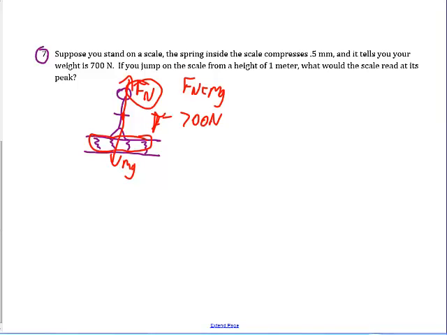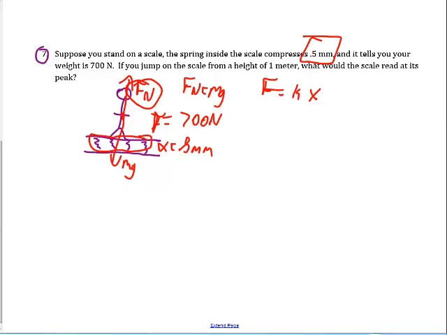That's supposed to be an F. The force is 700 newtons. We know that this distance it compresses is 0.5 millimeters, and so we're going to go ahead and calculate the spring constant of this thing, F equals kx, and so 700 divided by 0.5 millimeters, which is really not very far.